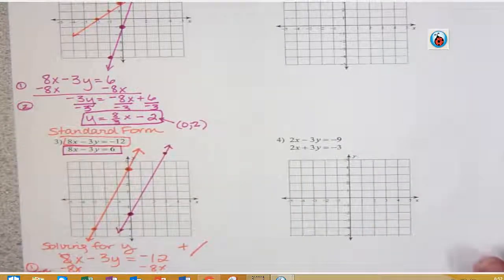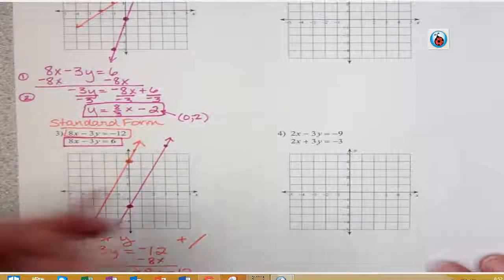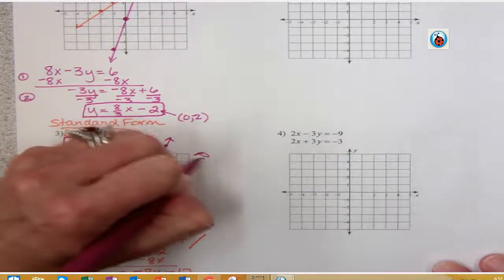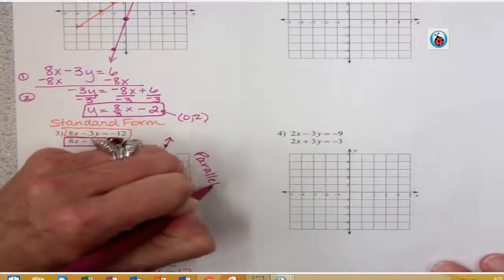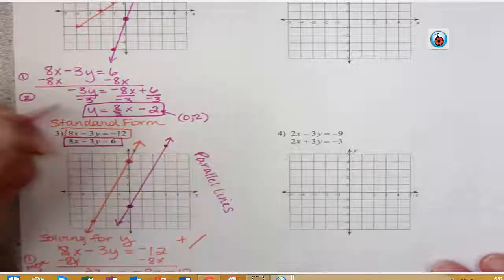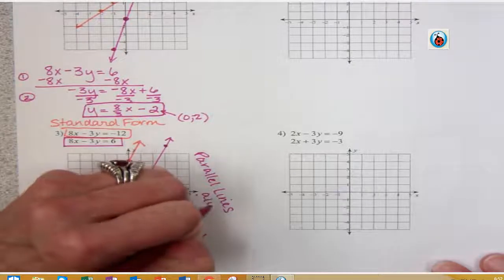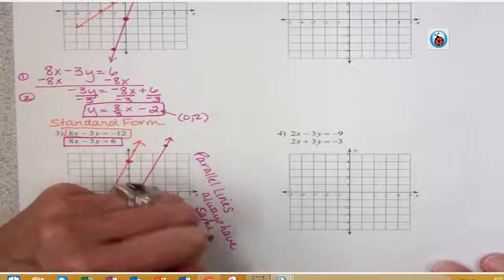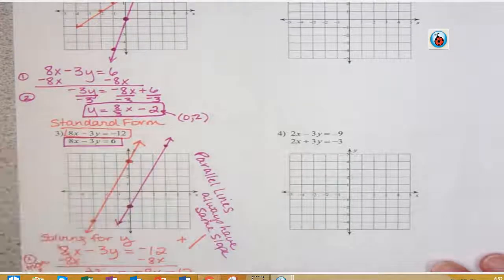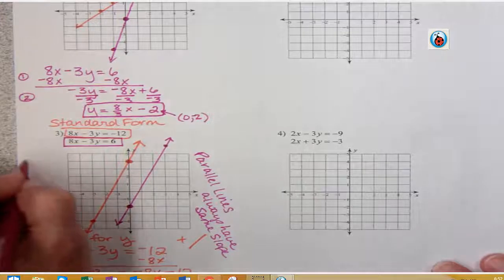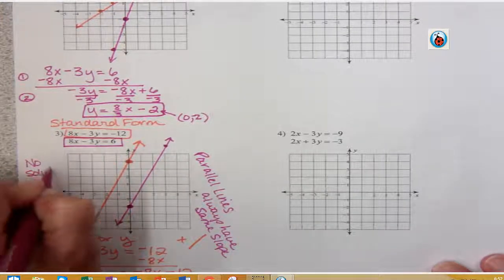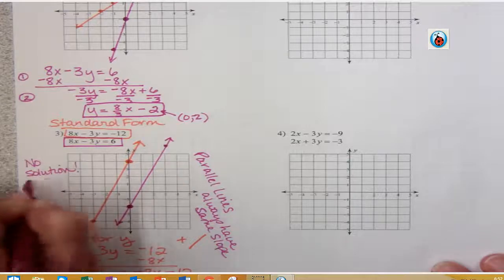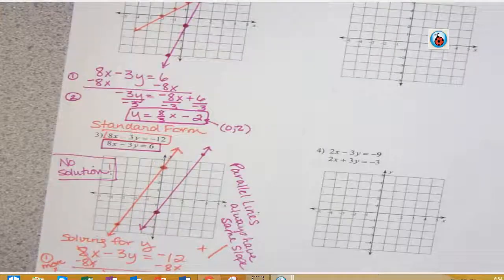Since we're dealing with systems, the question becomes, where do those cross? Well, these are parallel lines, and they always have the same slope, so they will never cross. So this is no solution. All right, so do the rest by yourself. Good luck.